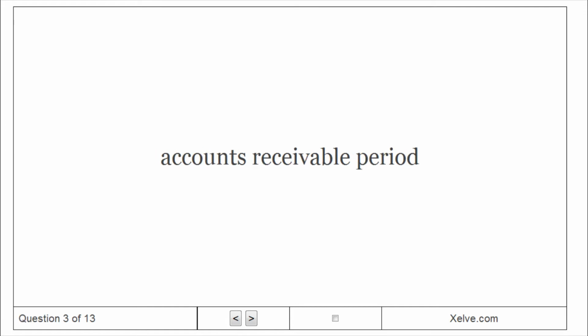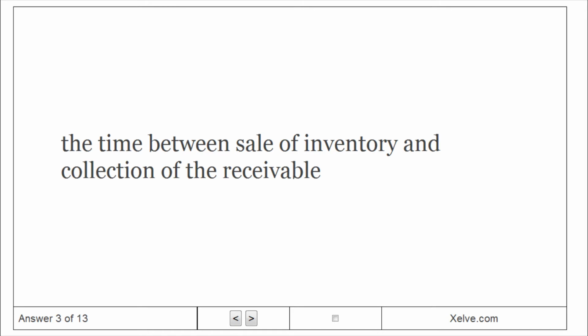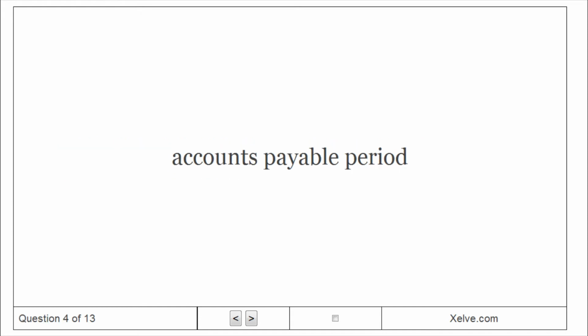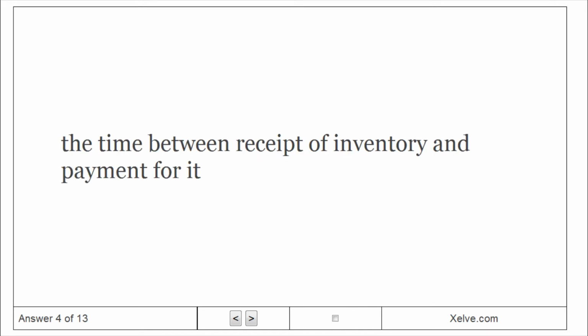Accounts receivable period. The time between sale of inventory and collection of the receivable. Accounts payable period. The time between receipt of inventory and payment for it.